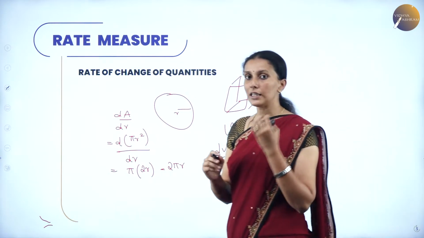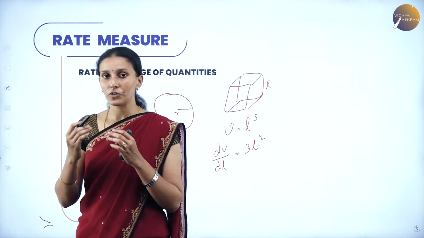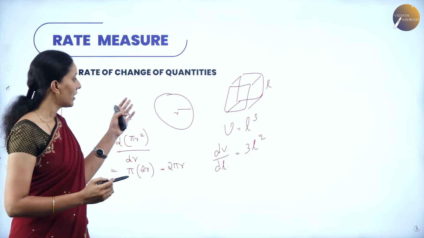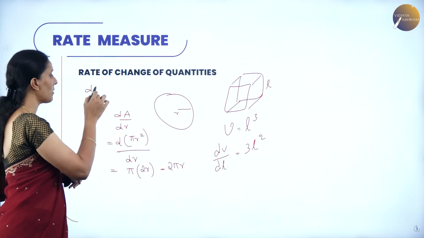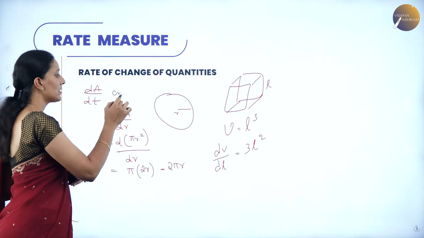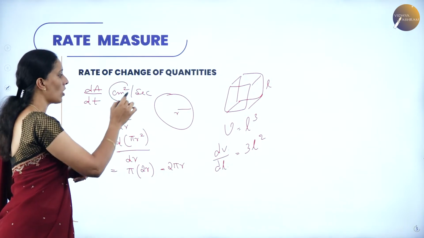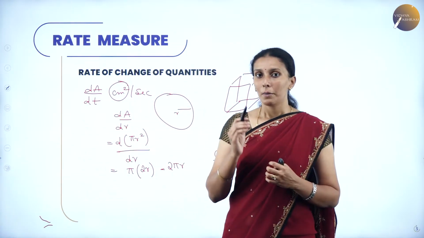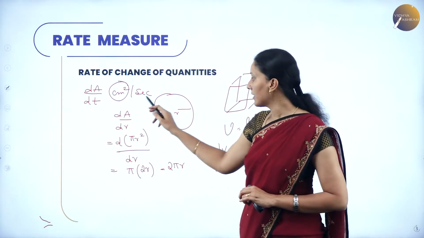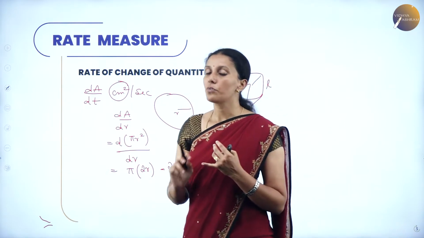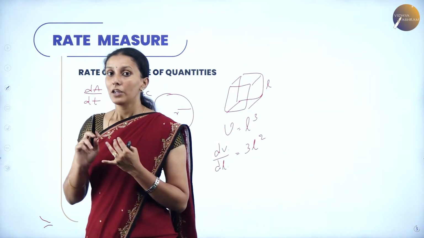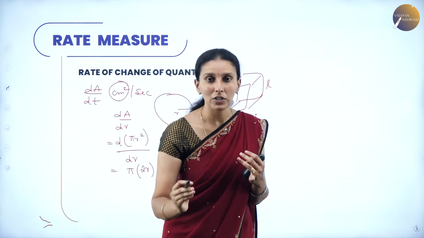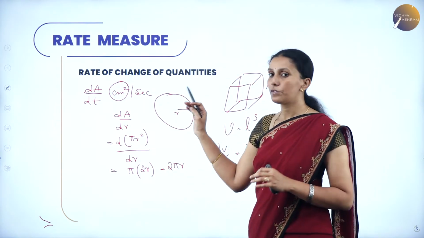Now we come across certain cases where we always express the rate of change of a quantity with respect to time. Whenever we express it with time, the change in area with respect to time is given as dA by dt, in centimeter square per second, because area is always expressed in square units. It may be centimeter square, feet square or meter square, but with respect to time it is always per second. Similarly, change in radius with respect to time can be written as dr by dt, and change in volume as dV by dt. Like this, all quantities can be expressed with respect to time. So this is all about the rate of change of quantity.